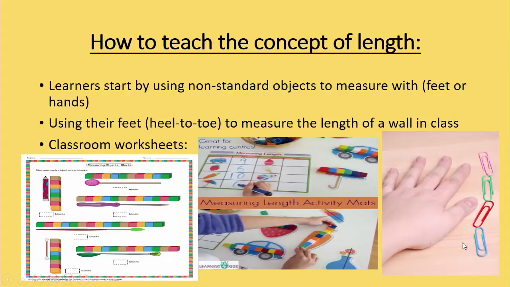So any non-standard object we can use. Like I have here the heel to toe. So the learner walks next to the wall of the classroom, and then the learner counts how many feet it takes to the length of the wall of the classroom. So then he will write in the heel to toe method. So these are some of the worksheets that they can use.